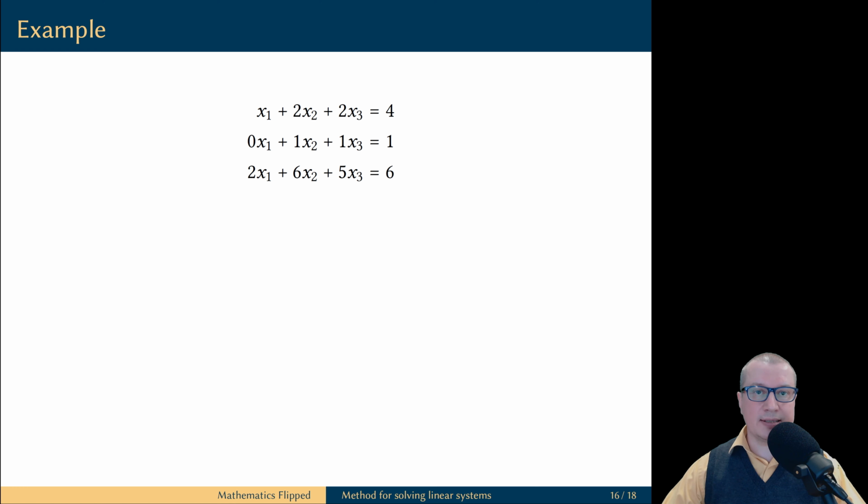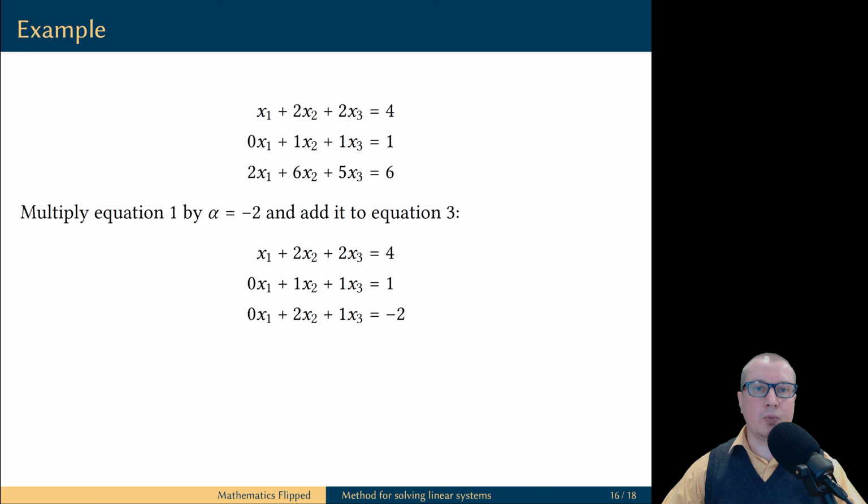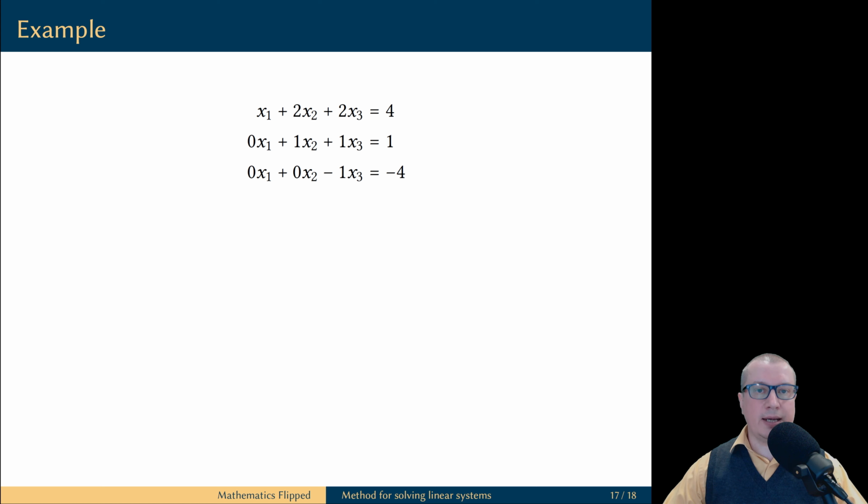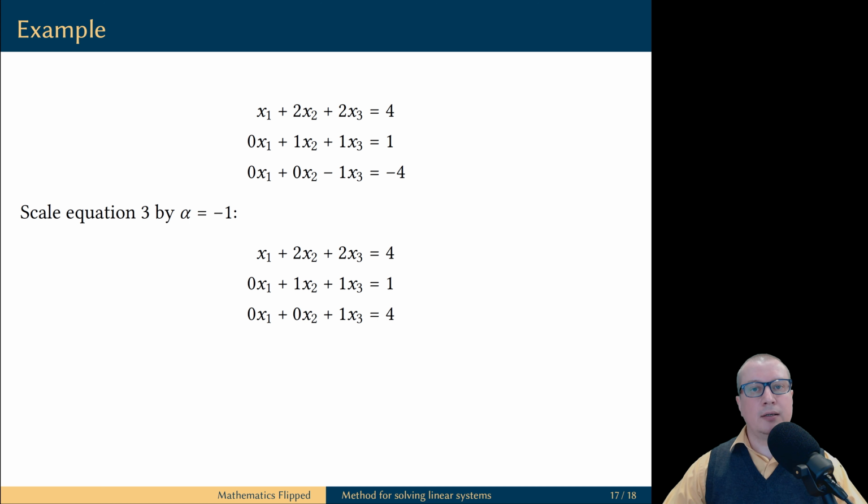Can you guess what comes next? Of course, we're going to take equation number 1, multiply it by -2, and add the result to equation number 3. This way, we have eliminated the variable x1 also from equation 3. Next, I'm going to multiply equation number 2 by -2 and add the result to equation number 3. This eliminates the variable x2 from equation number 3. Next, I'm simply going to scale equation number 3 by -1 to make the coefficient on x3 equal to 1.